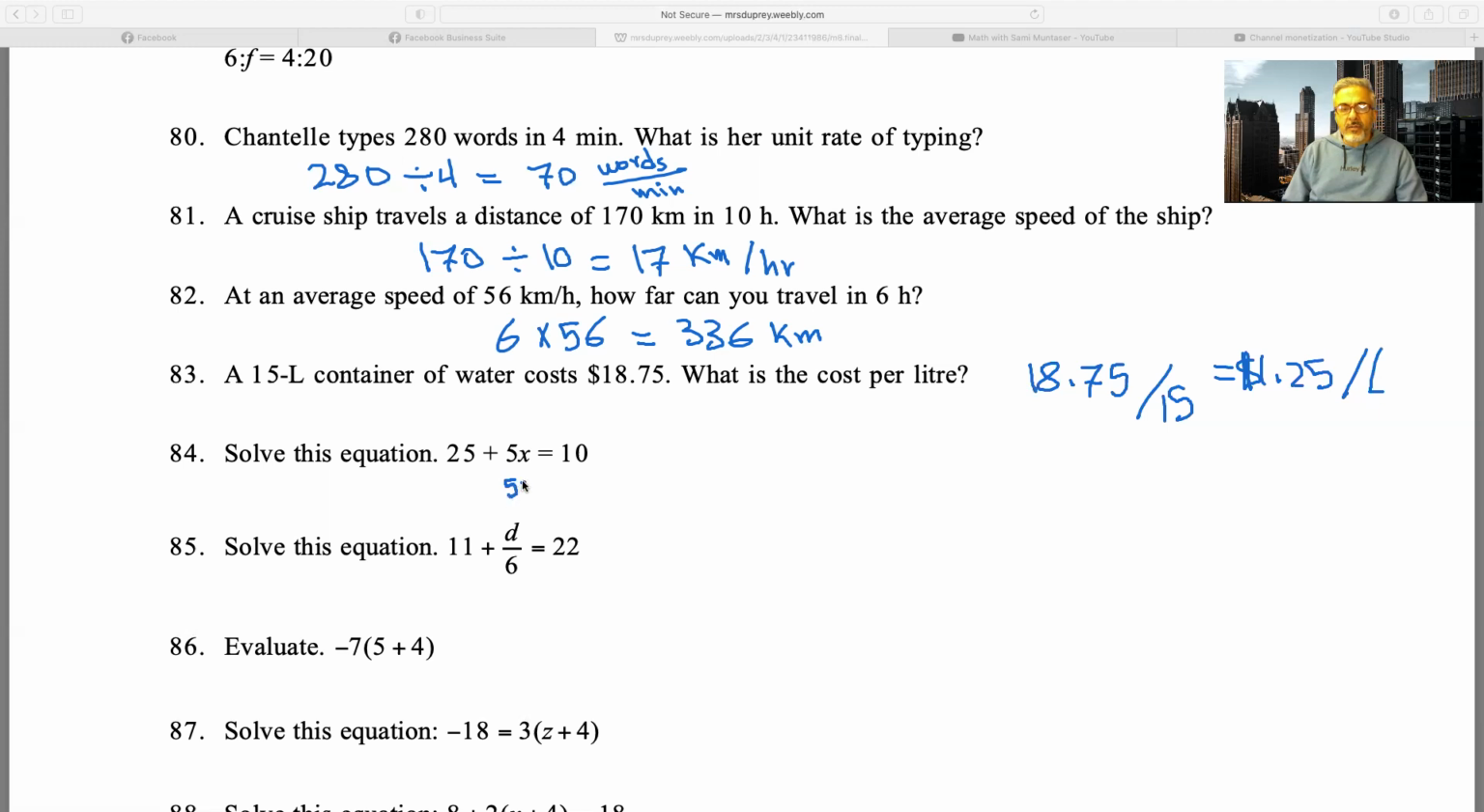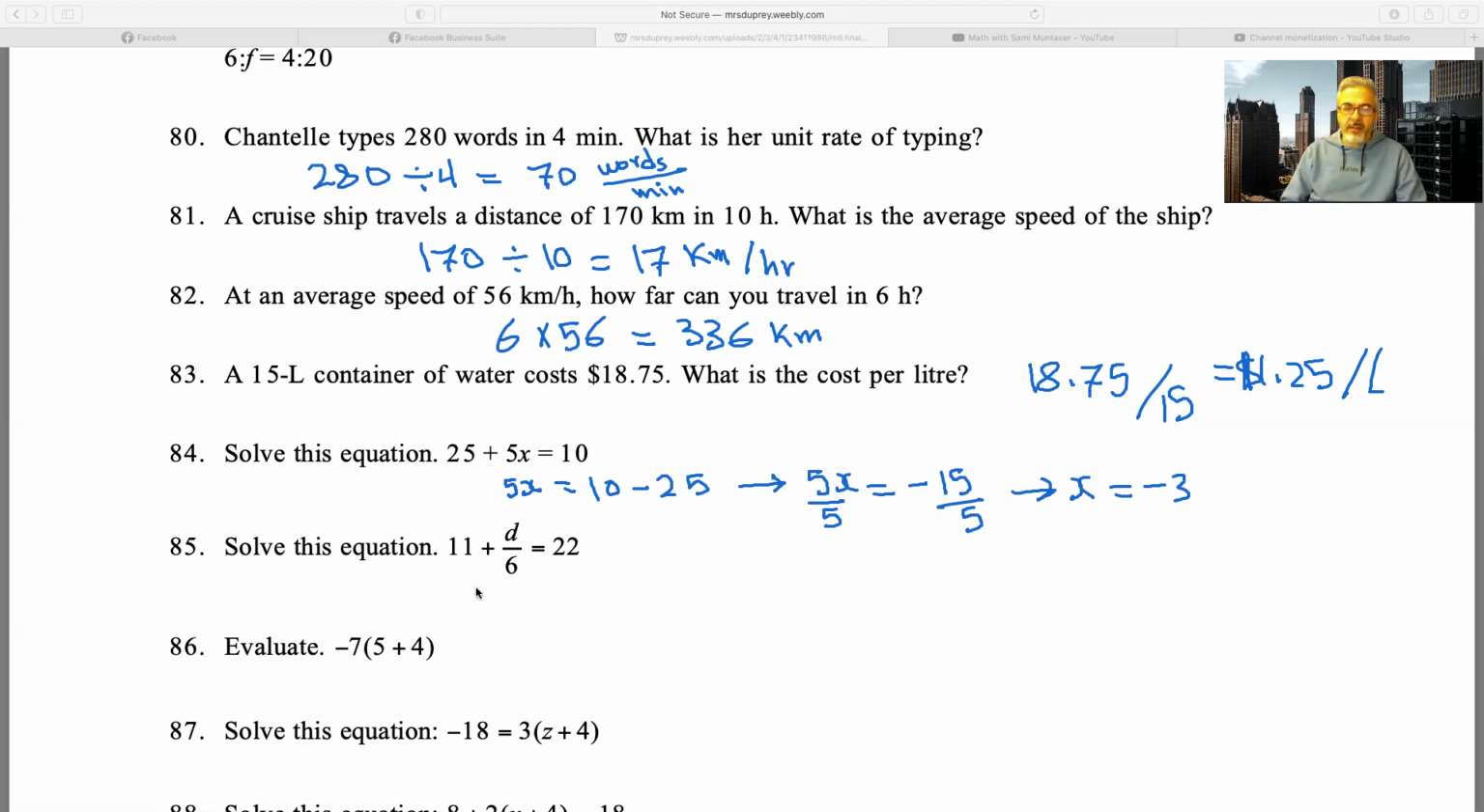Now what I advise you to do, because this is added, you move the 25 to the other side of the equal sign, and when you move it to the other side, you change it to minus. So that becomes 5x equals 10 minus 25, which leads to 5x equals negative 15. Now you see how the 5 with the x means it's 5 times x, so you want to do the opposite. You divide both sides by 5, and that will give you x equals negative 3.